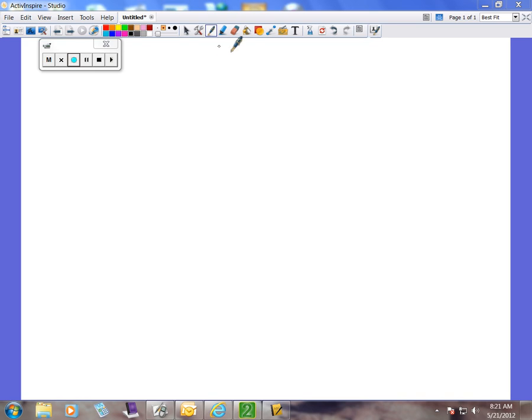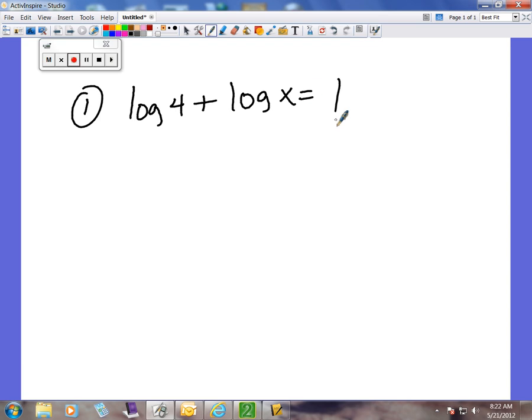By the way, all these logs are already the same. To do this, you have to have all the same bases on your logs. Somebody tell me what the bases are on these since it's not there. 10, thank you. Remember, it's base 10, that's our number system.